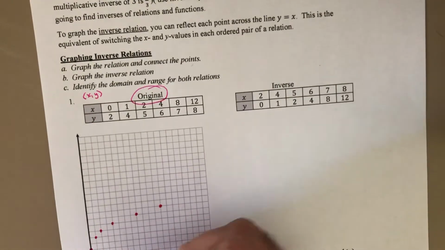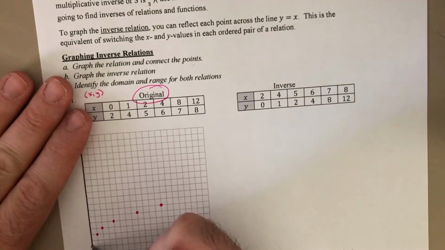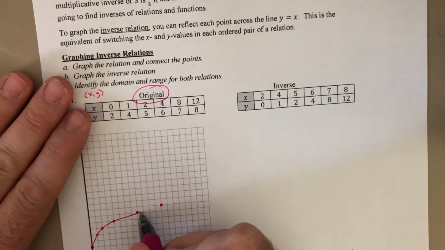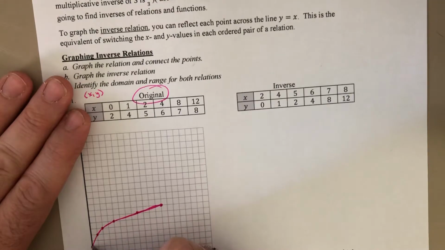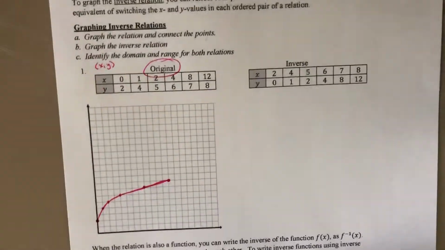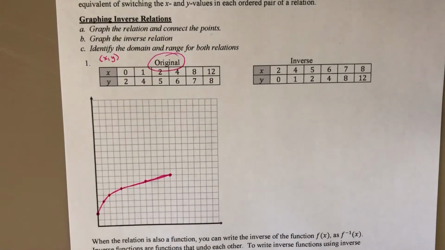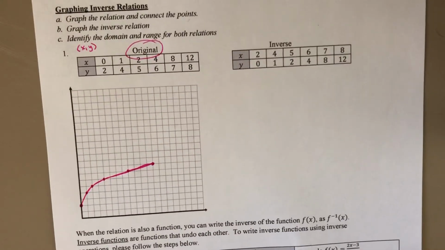Okay, and let's go ahead and connect the dots. We're not going to make it go further because this is kind of a weird looking function. I didn't draw it beautifully, but whatever. So we're connecting the dots there, just getting that general look. So this is the original.